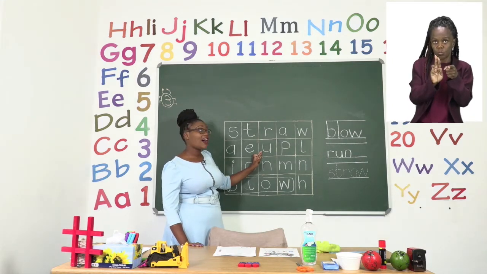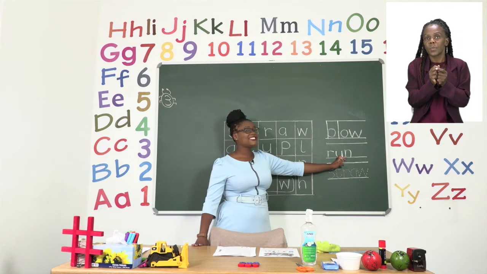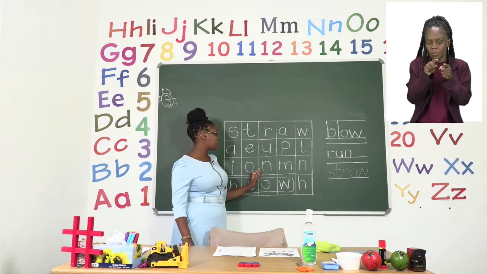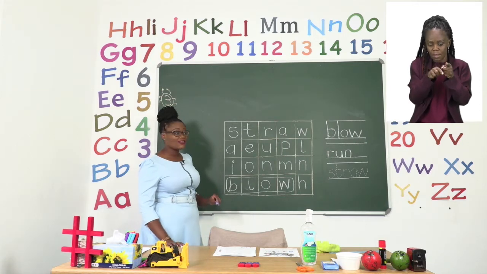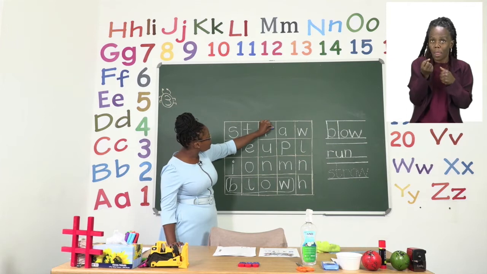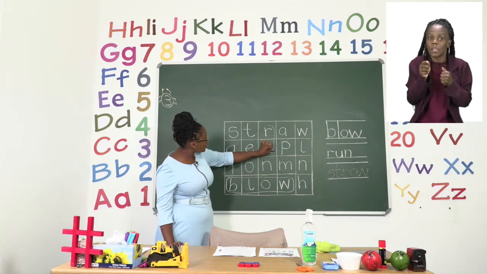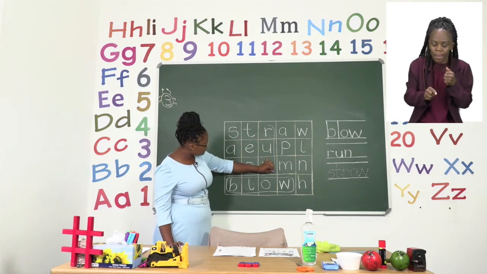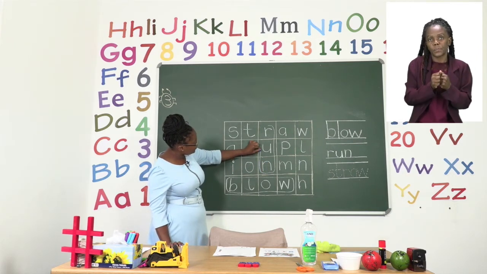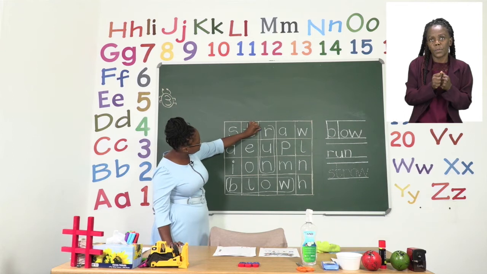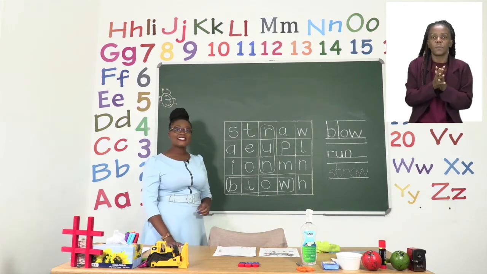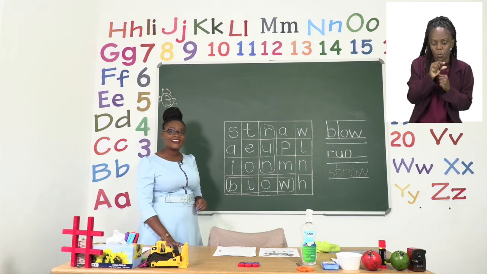And then the last letter is N. So we are going to look for N. Well done if you found it. Now we want to circle our words. So we start at the top, going right round each letter, making sure that it is neat and our lines are straight, and we go back to where we started. And that is our word run.